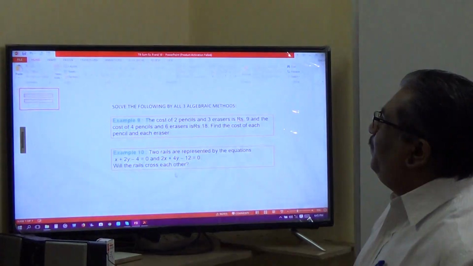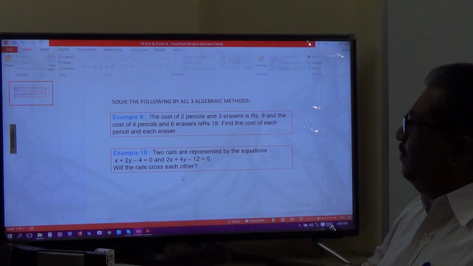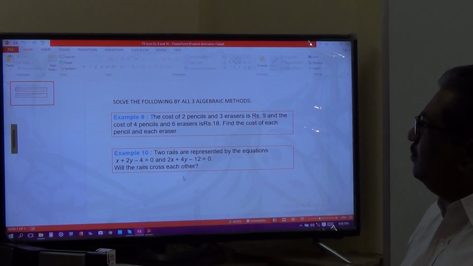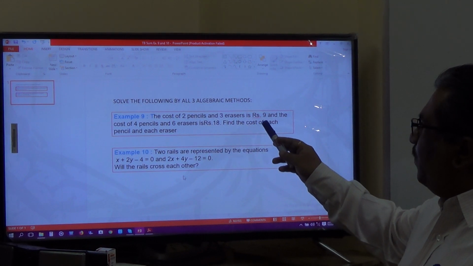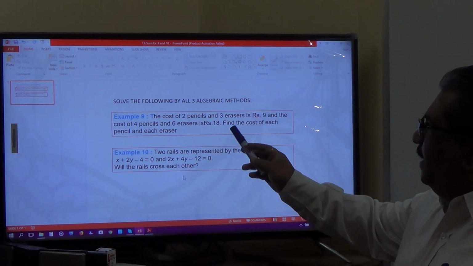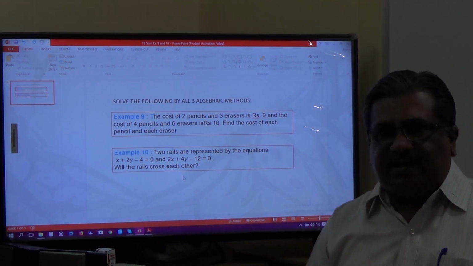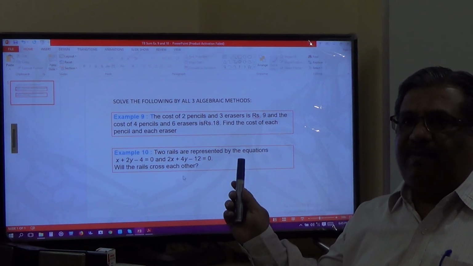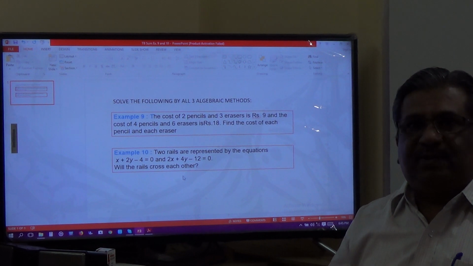I have two problems. The cost of 2 pencils and 3 erasers is ₹9 and the cost of 4 pencils and 6 erasers is ₹18. Find the cost of each pencil and each eraser. I am solving this by substitution method. Let us see how the question ends.